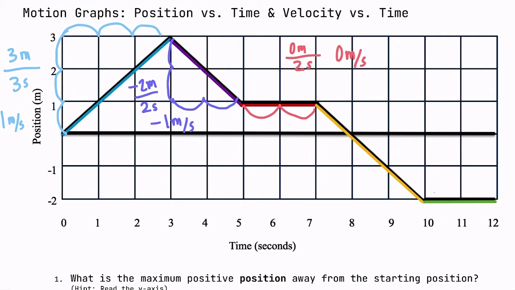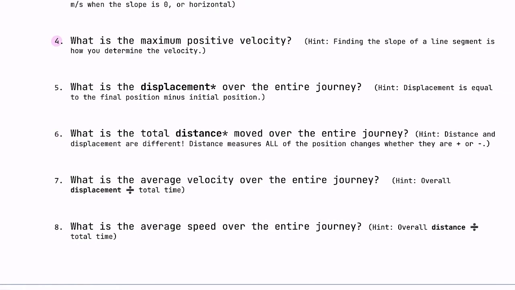And so you would do the same thing for the rest of your graph and determine what the overall greatest positive velocity would be. I can see right now that our next two slopes, the yellow one is negative, and then the green one is going to be another 0. And so our greatest positive velocity is 1 meter per second.